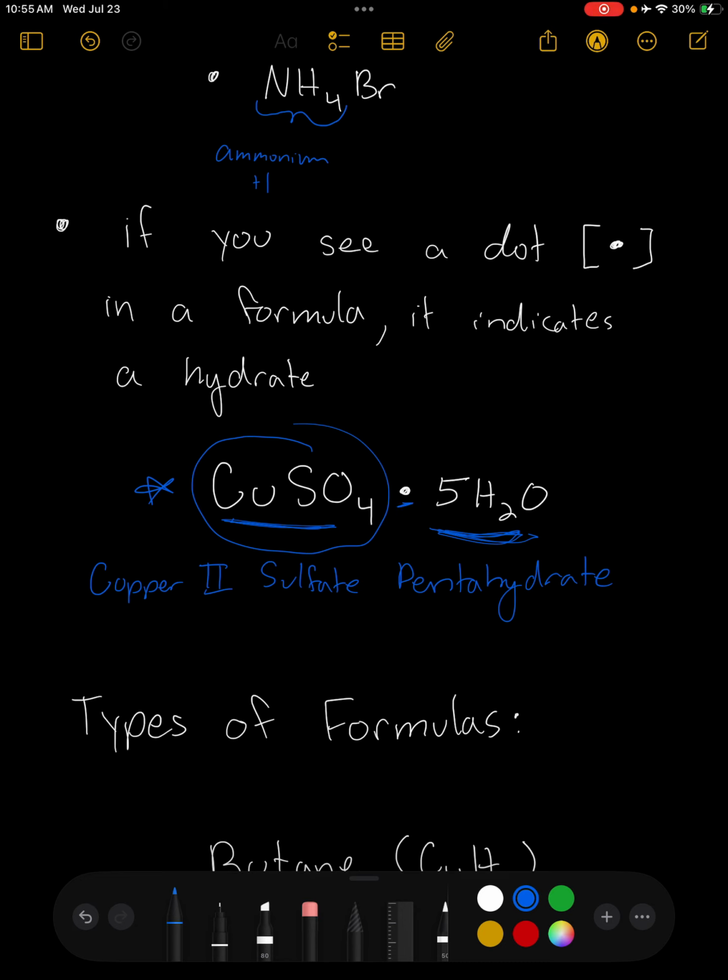And so that's why you're seeing this little dot in the middle. It's to say, hey, water's there, but it's not actually bonded to the copper(II) sulfate. And so that's really what a hydrate is.